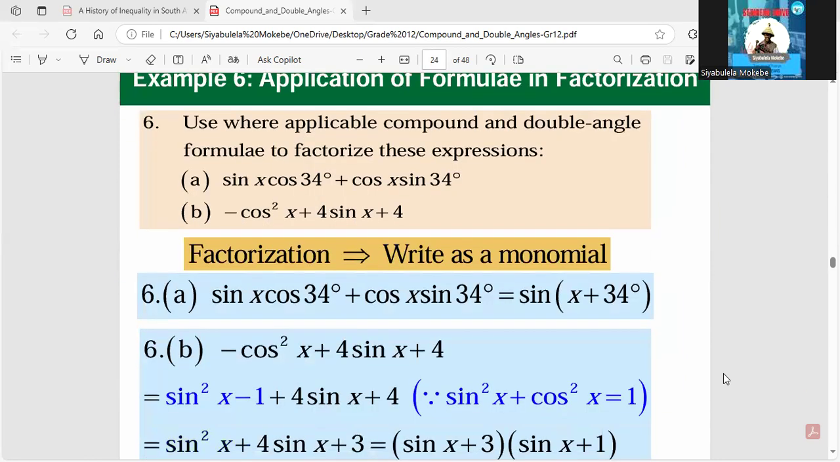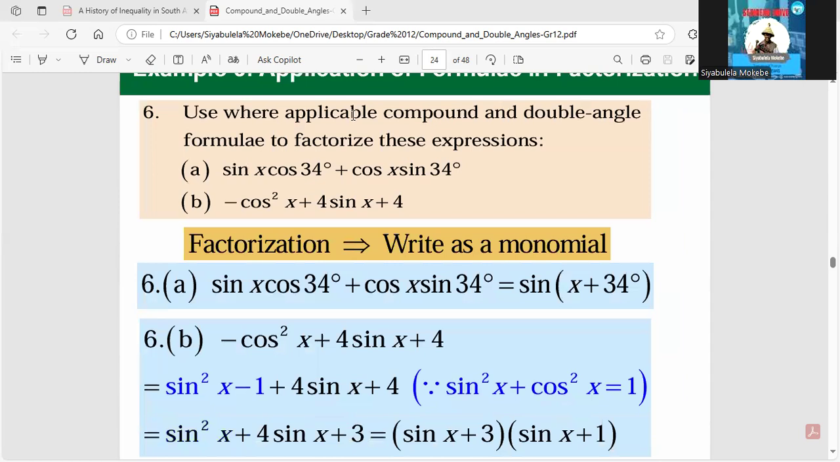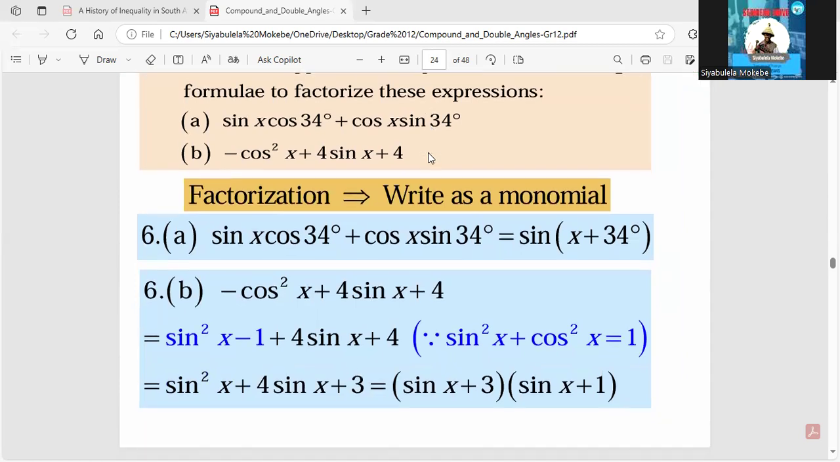Then, number 6, use where applicable compound and double angle formulae to factorize these expressions. A, we have sine x cos 34 plus cos x sine 34. This gives us sine (x plus 34). So we write it as a monomial. But remember, a monomial is just one term.